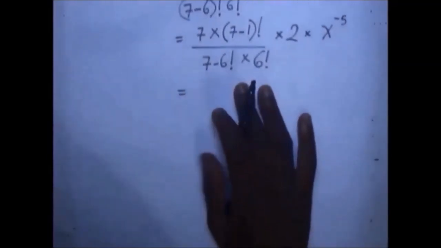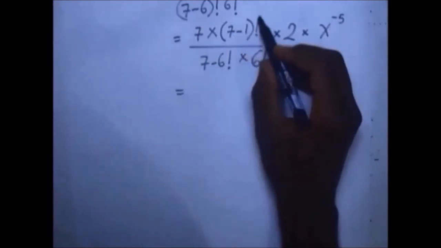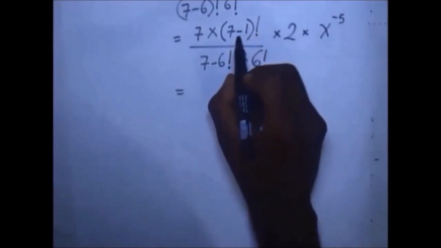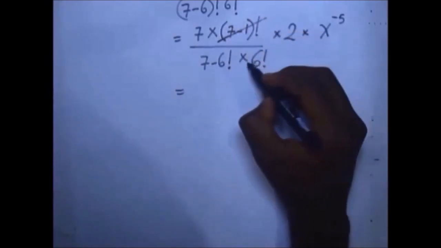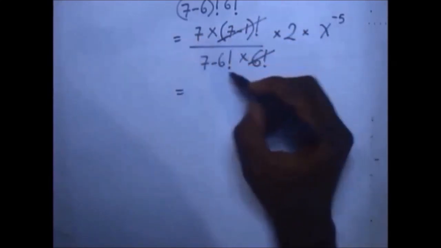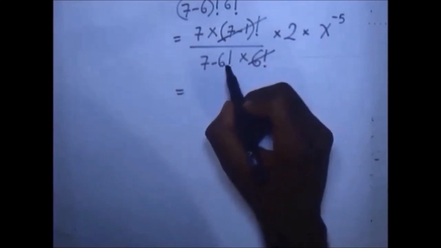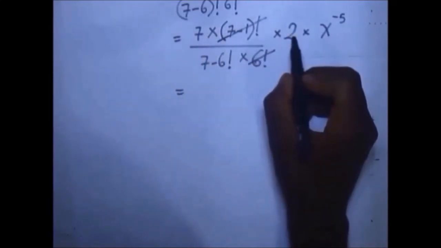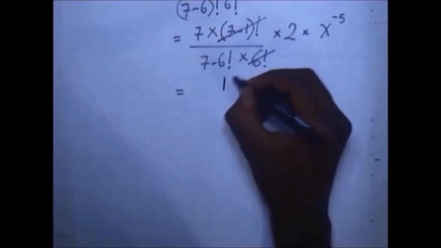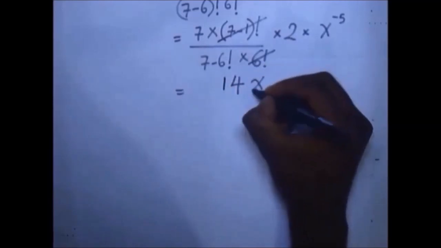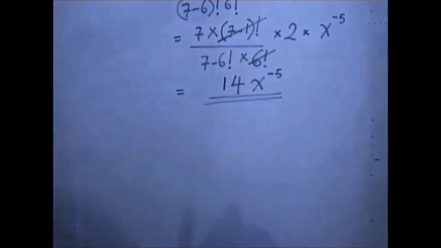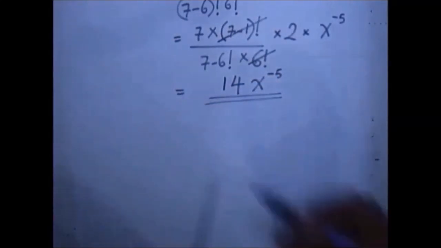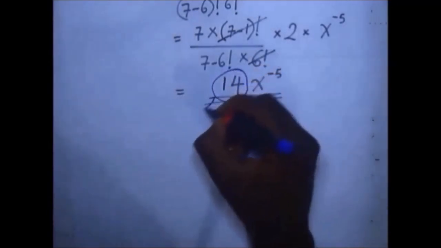You'll notice here that 7 minus 1 factorial is 6 factorial, so this will cancel with that. You remain with 7. 7 minus 6 factorial is 1, so 7 times 2 is 14. So this is going to become 14 x to the power negative 5. It means that the coefficient of that value is 14, and that's the answer.